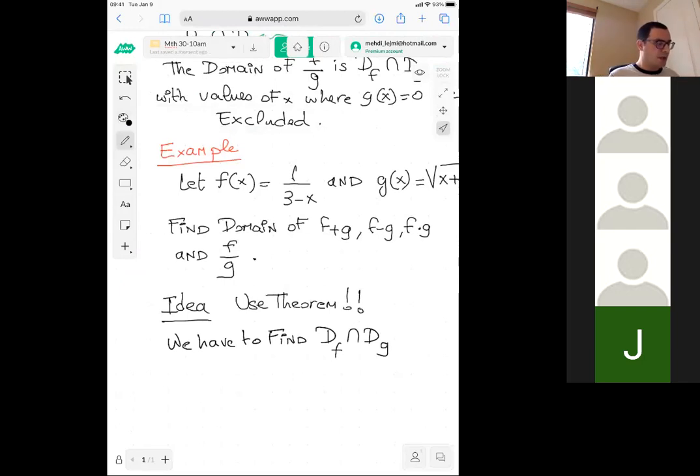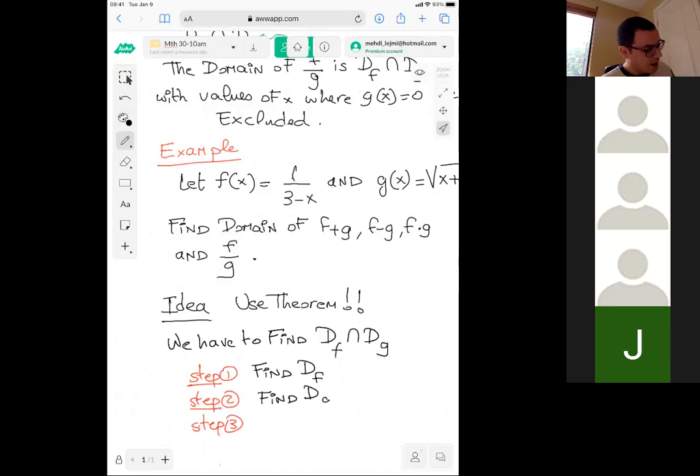So, as we said yesterday, to find this common domain there are mainly 3 steps. Step 1, you need to find the domain of f, d subscript f, then find d subscript g, and then we can find the intersection domain, right? So let's follow these steps.